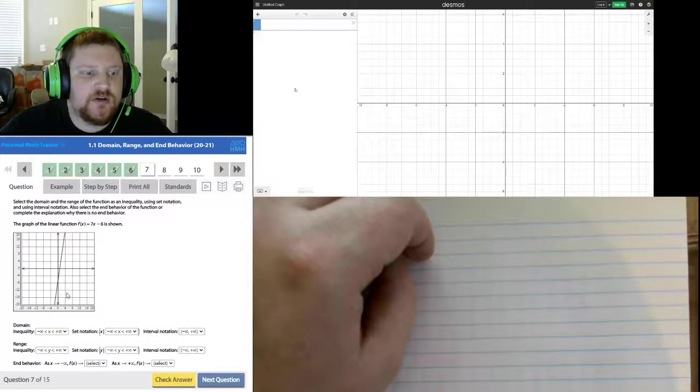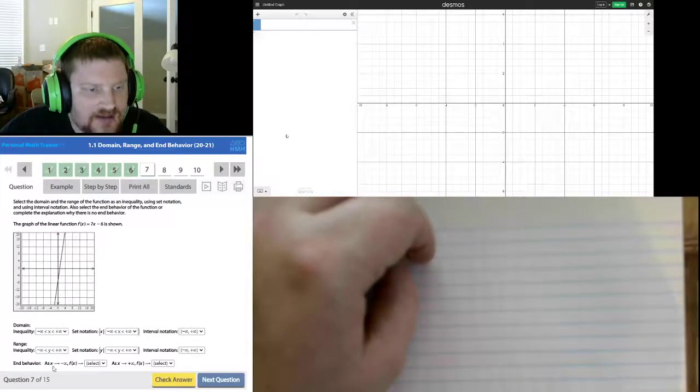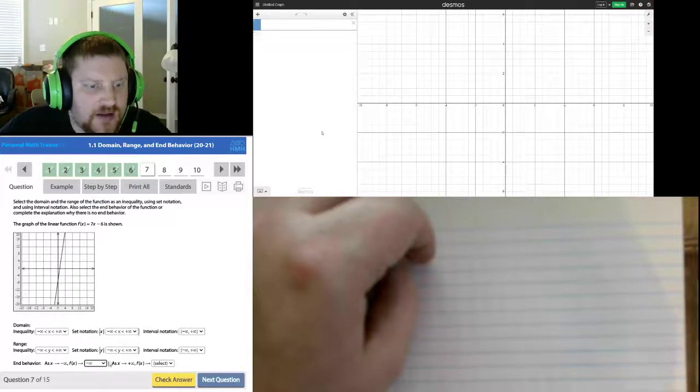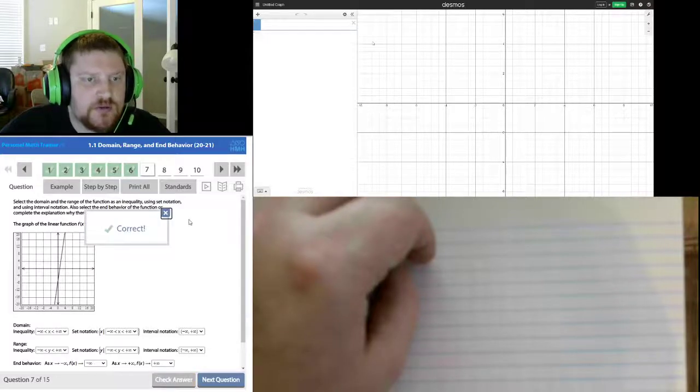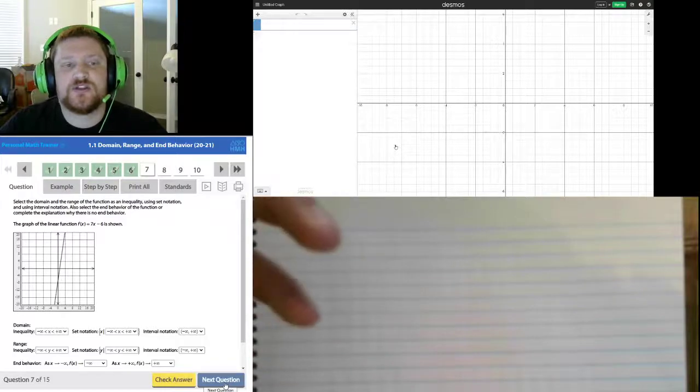In behavior, this time they are doing the negative infinity first, so as x approaches negative infinity, so as x moves left, y moves down. As x approaches infinity, so as x moves right, f of x moves up. So those three problems were all very similar, slightly different graphs, extra practice for us.